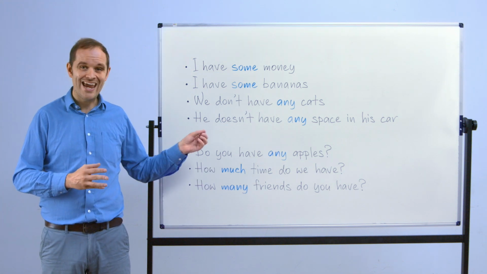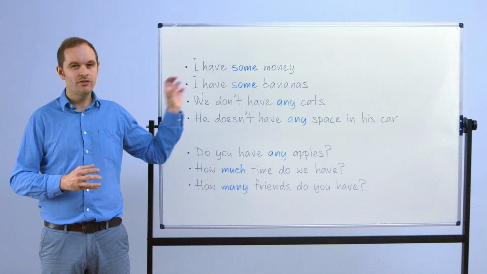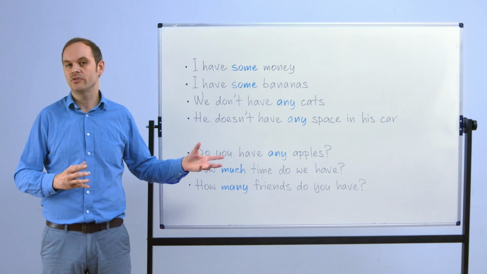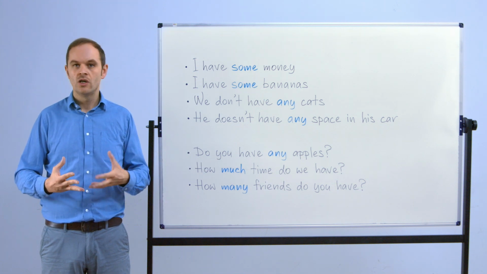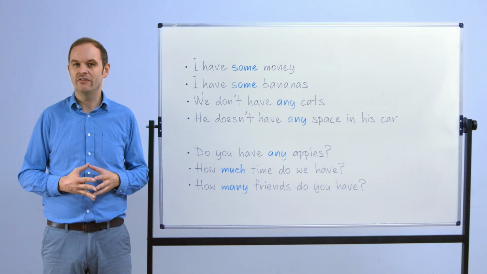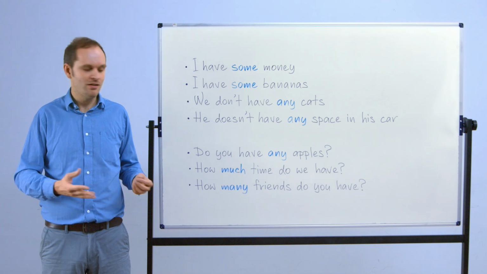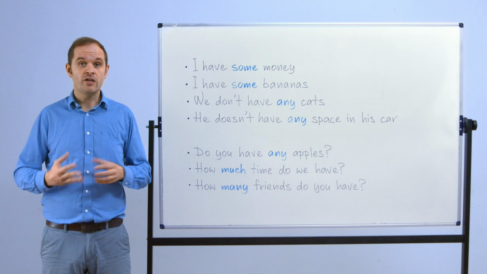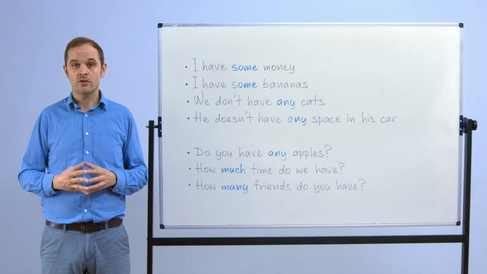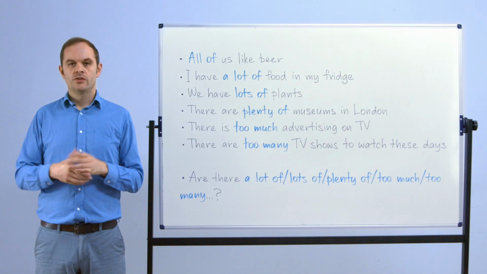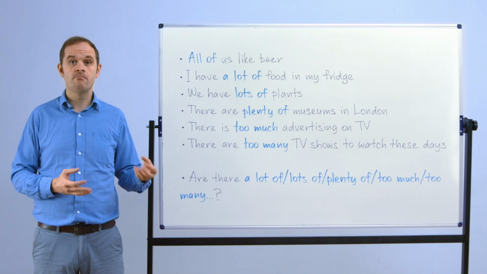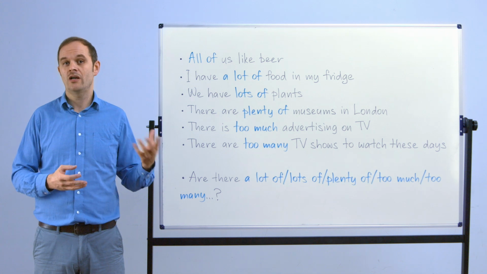You can also use any in question forms. You can't really use some in question forms. For example, do you have any apples? And the question we're asking here is, what number of apples do you have? Which is a very unnatural thing to say. So by using some, any, how much, how many, you can make your English sound a lot more natural when talking about quantities. So far, we've looked at the basic ways of expressing quantity in English by using some, many, any, how much, how many.